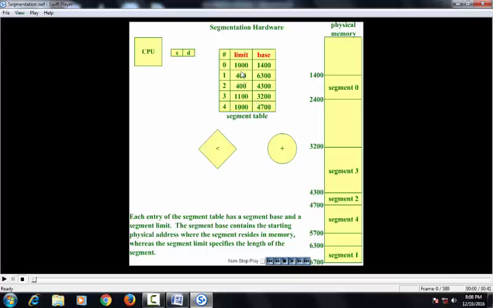So the segment table contains three different parts: segment number, which signifies the segments we are talking about; limit, which contains the length of the segment, how many lines the segment can have; and the base address, where the segment is starting from. Let's have a look at the next one.